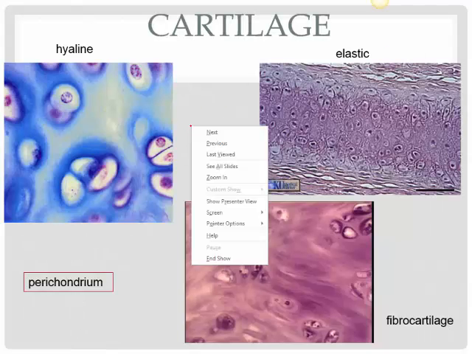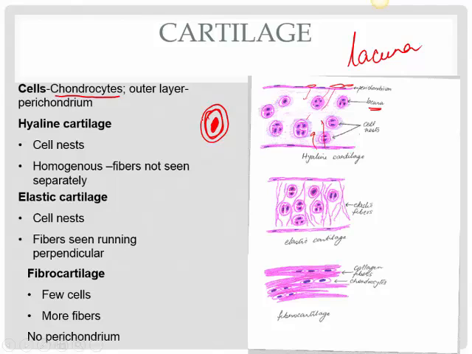But other than all of this, cartilage has ground substance, it has fibers, and it has cells. The cells are called chondrocytes. Now let's look at the three types of cartilage. They are hyaline, elastic, and fibrocartilage.